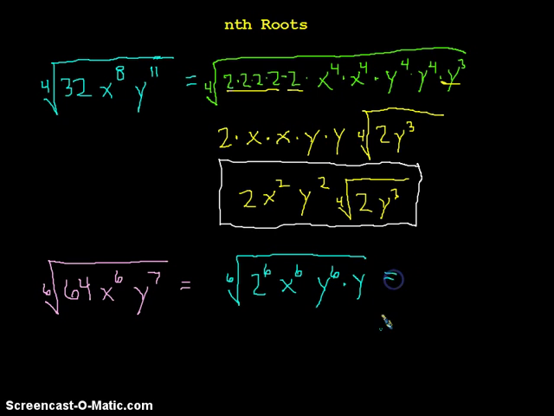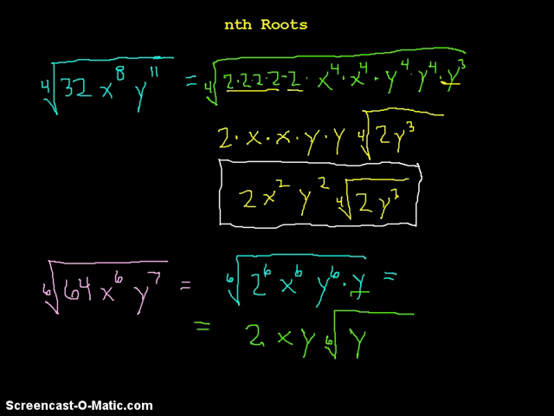Now, because of that, that means that we can go ahead and start taking things out. The 6th root of 2 to the 6th is simply 2. The 6th root of x to the 6th is x. And the 6th root of y to the 6th is y. Now we're stuck with a y on the inside, and we're still dealing with the 6th root of whatever it is. And so we'll go ahead and put that y in there.